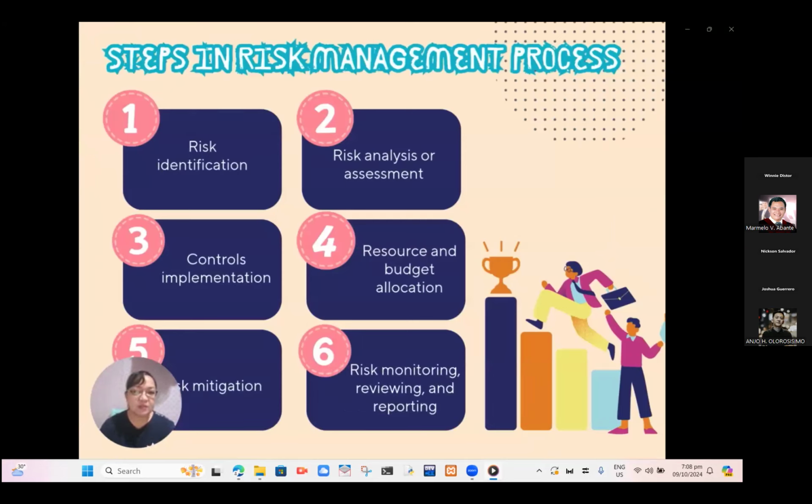Steps in the risk management process. Number one is risk identification. Number two is risk analysis or assessment. Number three, controls implementation. Number four, resource and budget allocation. Number five, risk mitigation. Number six, risk monitoring, reviewing, and reporting.